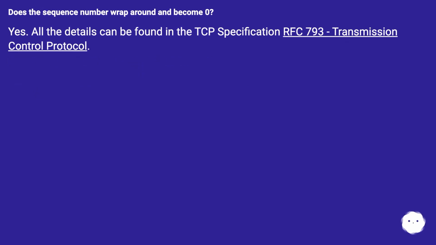Does the sequence number wrap around and become 0? Yes. All the details can be found in the TCP specification, RFC 793, Transmission Control Protocol.